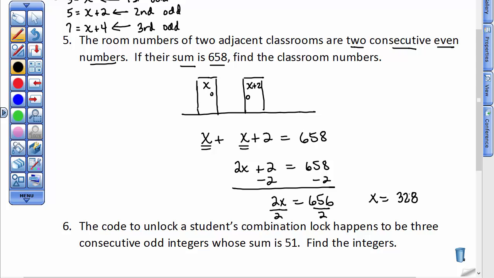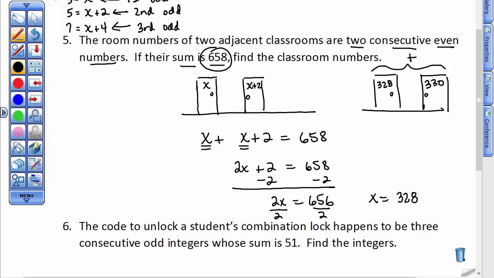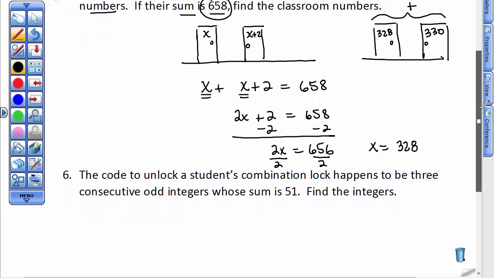328. So the first classroom's door number is actually the number, I'm going to redraw this. The first door is 328, and the second door, a consecutive even integer, is 330. These are the doorknobs I'm putting on here. So room 328 and room 330, do they add up to be 658? Yes, they do.